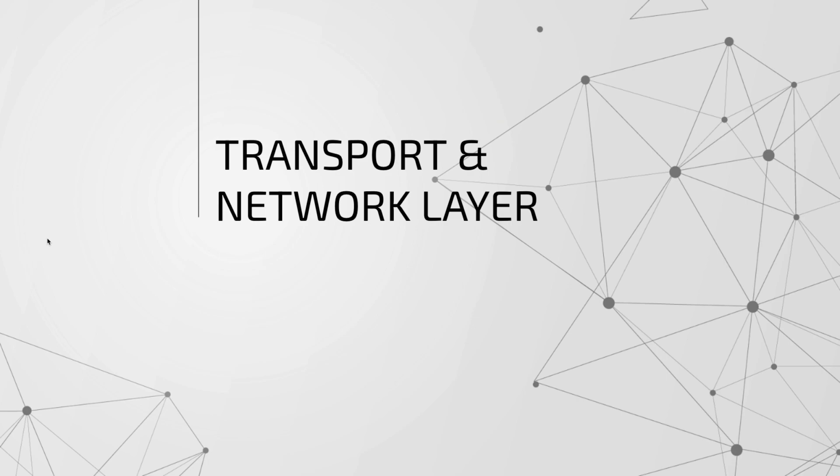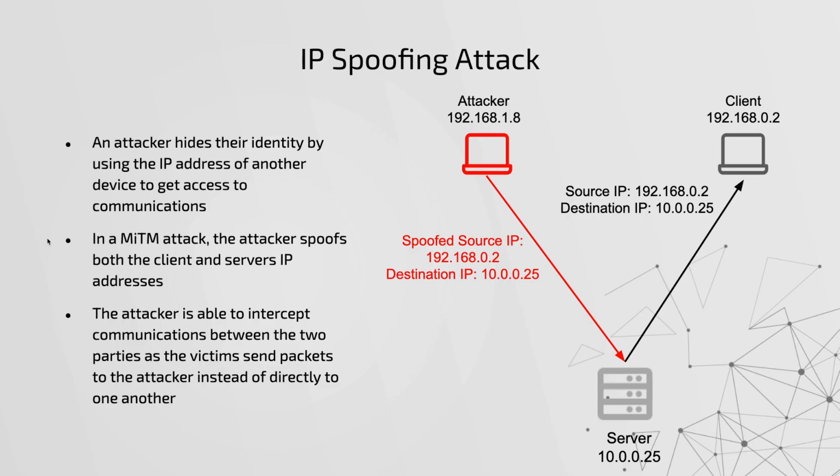Transport and network layer. As we learned in lectures, each computer network has an IP which it uses to connect your computer to other devices on your network and to access the internet. In IP spoofing, an attacker uses the IP address of another device to get access to communications. For a man-in-the-middle attack, the attacker spoofs the IP of both the client and the server. They use tools to modify the destination IP address in the packet header for the client and the source IP address in the header for the server.